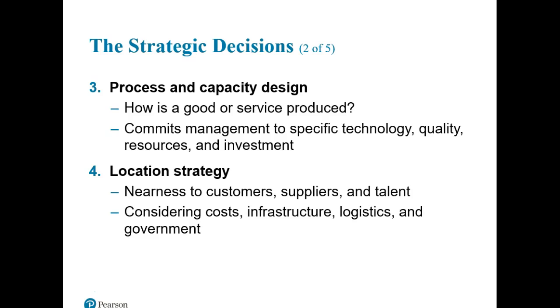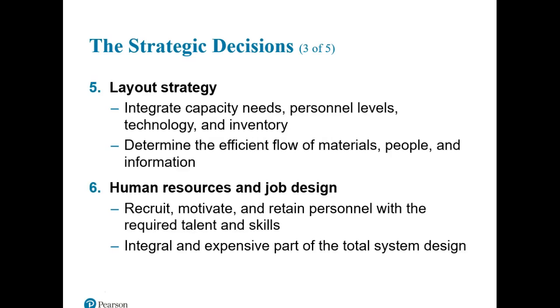Process and capacity strategy determines how a good or service is produced, i.e. the process for production, and commits management to specific technology, quality, human resources, and capital investments that determine much of the firm's basic cost structure. You will learn more about process and capacity strategy in Chapter 7 and the corresponding supplement. Now, location strategy requires judgments regarding nearness to customers, suppliers, and talent, while considering costs, infrastructure, logistics, and government. You'll learn more about location strategy in Chapter 8. Now, layout strategy requires integrating capacity needs, personnel levels, technology, and inventory requirements to determine the efficient flow of material, people, and information. And we will cover layout strategy more in depth in Chapter 9.